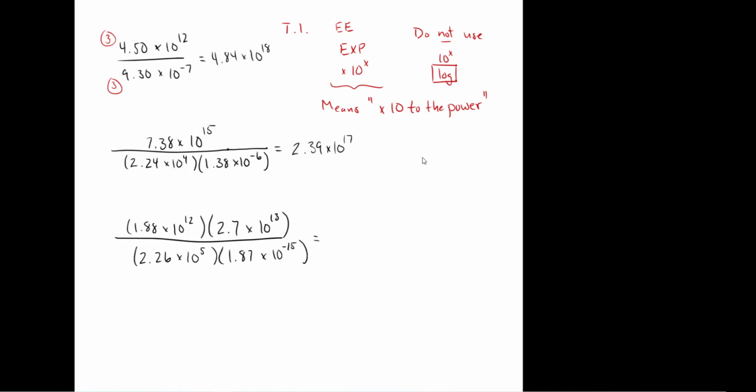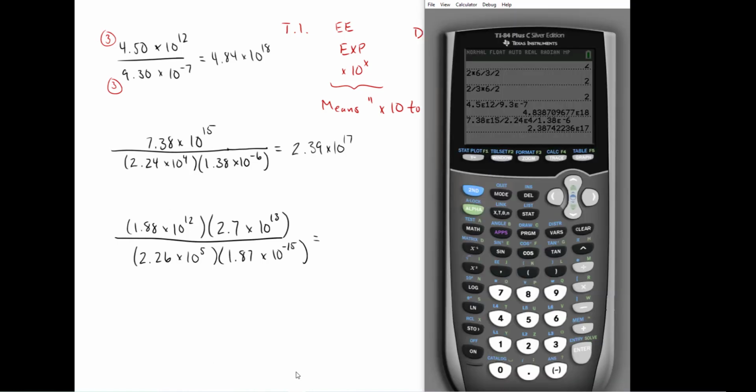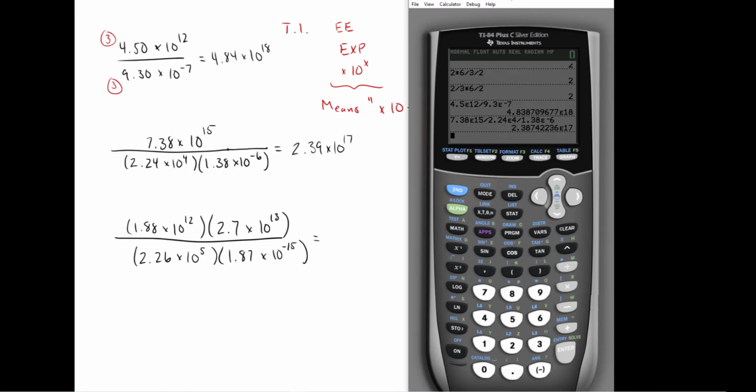So it's a rather tedious problem, in fact probably more tedious than most you'd ever actually be asked to enter. But if you're really good at doing this, you're probably not going to make mistakes with your calculator when you get to the exams. So let me go ahead and enter this one. So 1.88, scientific notation button, 12. Let's just multiply everything in the numerator. So times 2.7, scientific notation button, 13.